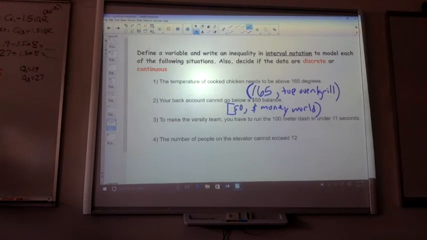I mean, it's not infinity, but they could keep printing more money, even though you don't have the gold standard any longer, which I was mistaken. But that's a whole different issue.